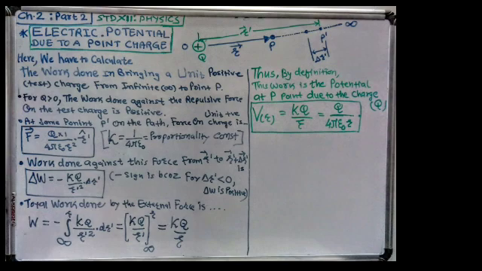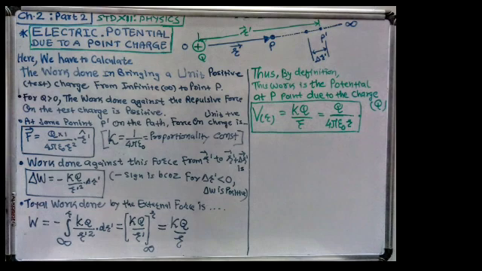Work done against this force from r dash to r dash plus delta r dash is given by delta W. So what is work? It is the force into displacement, and here we take the work with the negative sign. Delta W is minus Q upon 4 pi epsilon 0 r dash square into delta r dash. It is also written as KQ upon r dash square into delta r dash.